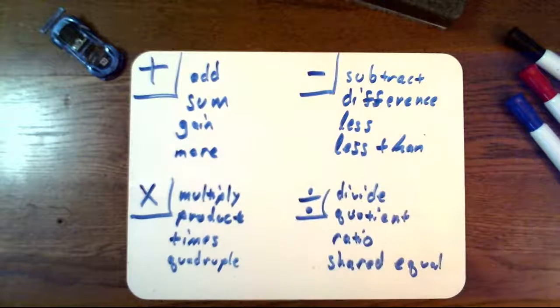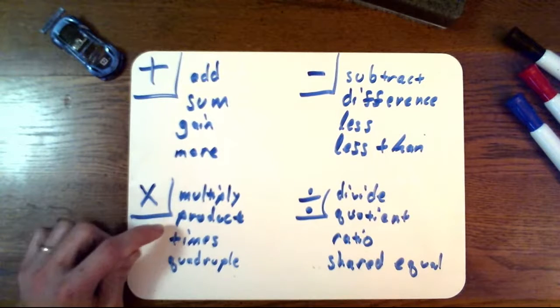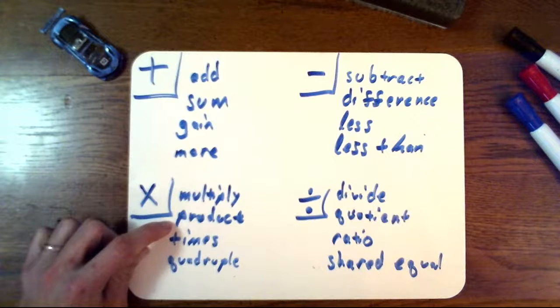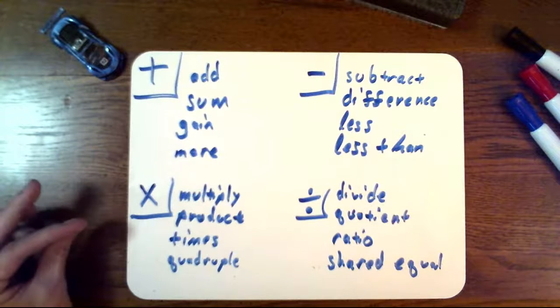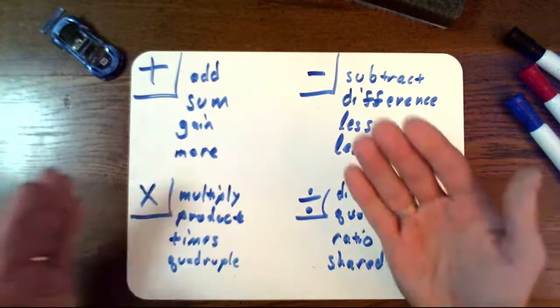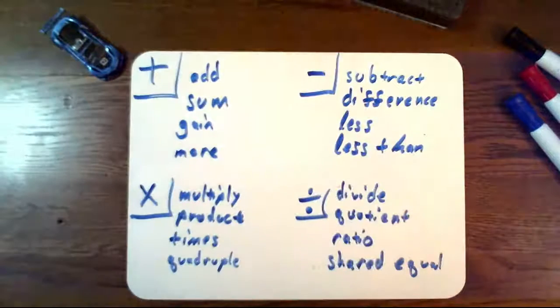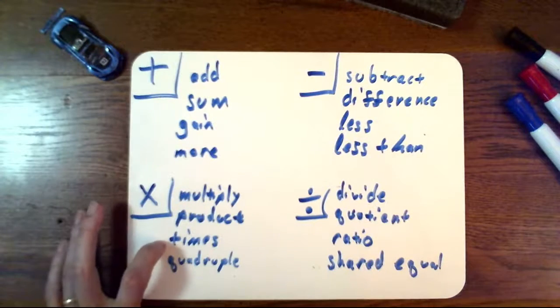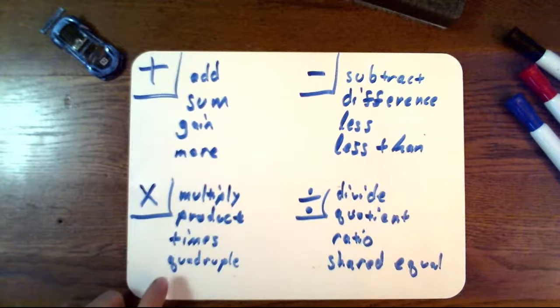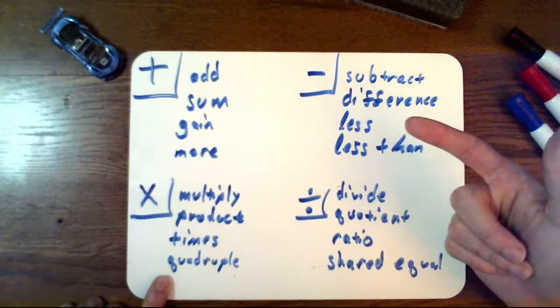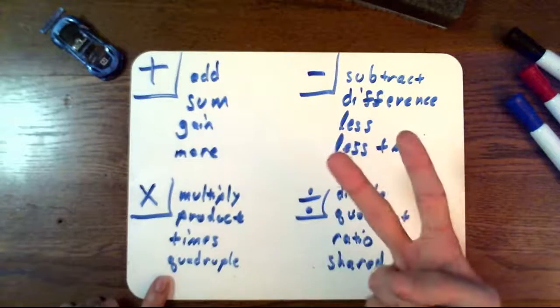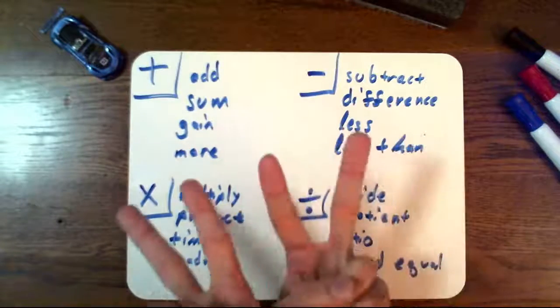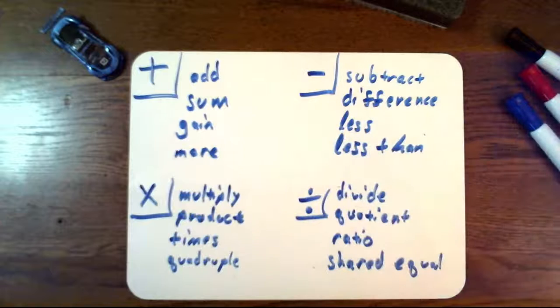For multiplication, we have multiply. It's also called the product. So maybe it'll say like the product between 3 and 5 would be 3 times 5, 15. Or sometimes it just tells you what to do with it. Here it says quadruple. So if I say quadruple 2, so you have 2 and then you quadruple it. 2, 2, 2, 2. So you have 8.